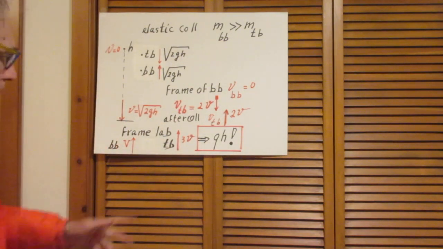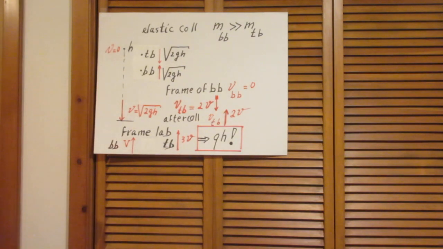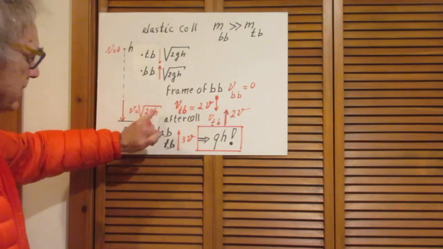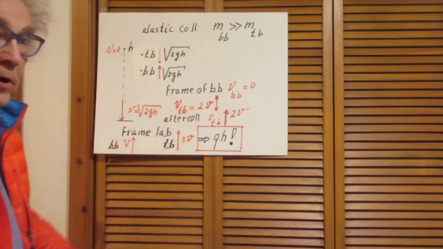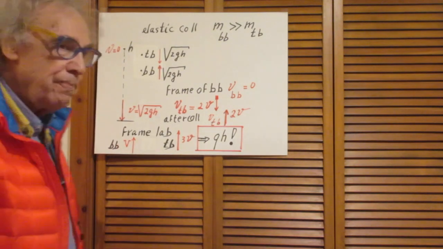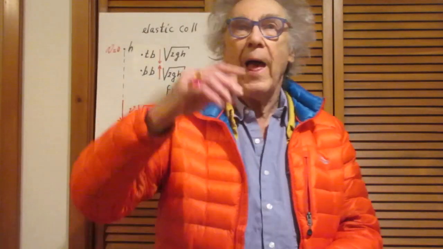Well, if the speed is 3 times larger than this value, the only way that can happen is that h must be 9 times larger. So the tennis ball comes to a halt at a height which is 9 times larger than the height at which the basketball will come to a halt.